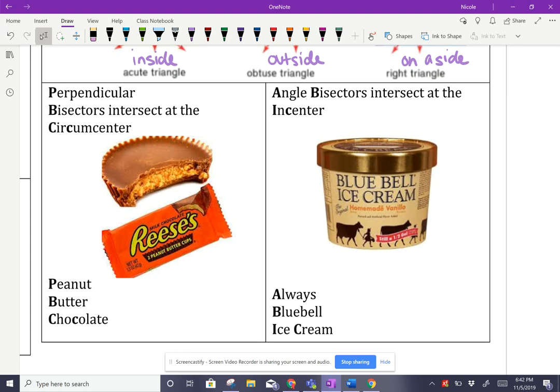And so that stands for angle bisectors that intersect at the incenter. So angle bisectors, always Bluebell. Incenter, ice cream. So always incenter. It's silly, but I promise you, these do so much help in trying to remember them. So you'll see in 5.2, you'll learn 2 more funny phrases, but as long as you write them down or remember them in your head, they will absolutely help you.